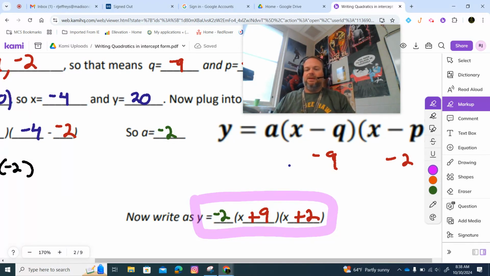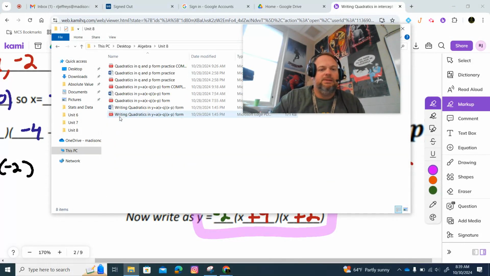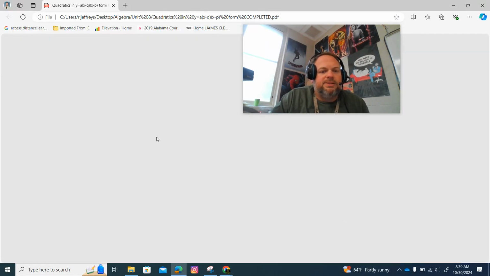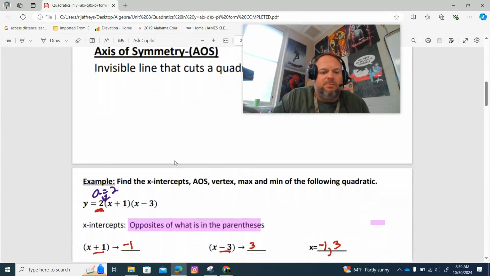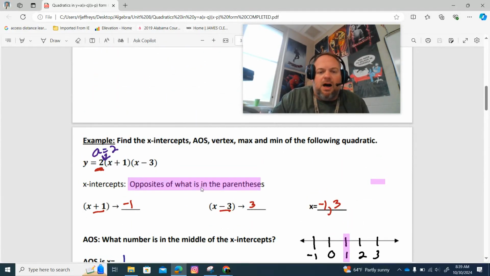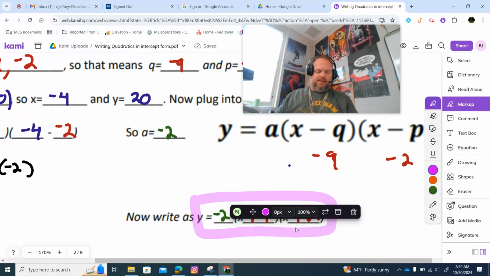All right. So now let's see. I know y'all are writing this down, so I'm going to pull this up from yesterday. It's not like y'all are paying attention, anyways. So this was where I said the x-intercepts are the opposites of what's in the parentheses, and we did this. So we had our x-intercepts of this, so we got to put the opposite signs in here. All right.